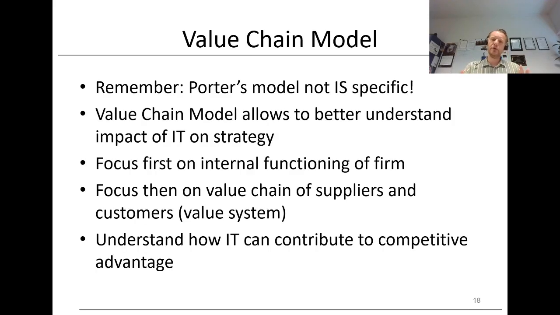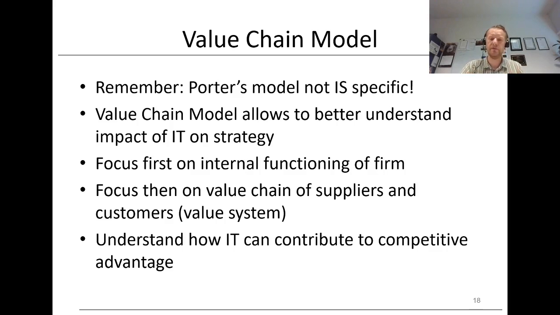Okay, so let's now have a look at a second model. Remember, Porter's model is not information system specific. The value chain model will be more oriented towards IT or ICT, right? So you can use both terms interchangeably. The value chain model allows us to better understand the impact of information technology on the strategy of the firm. What it's going to do is first zoom in on the internal anatomy of a firm, the different units of a firm, the different parts of a firm. In other words, it's going to focus on the internal functioning of the firm first.